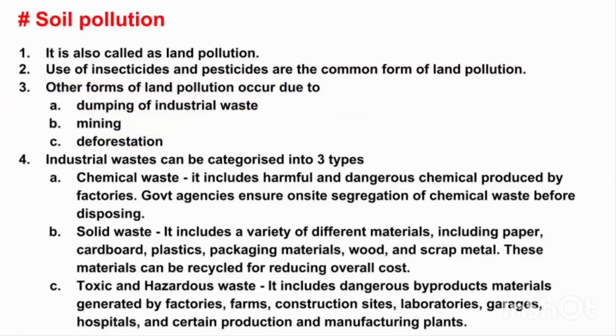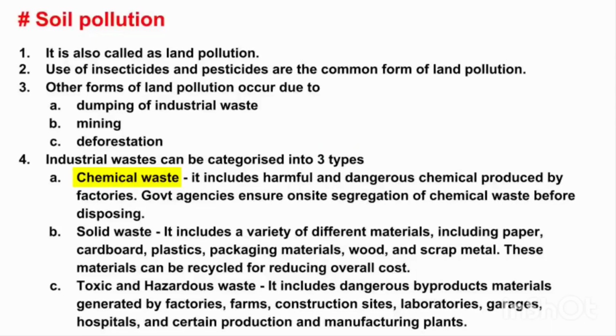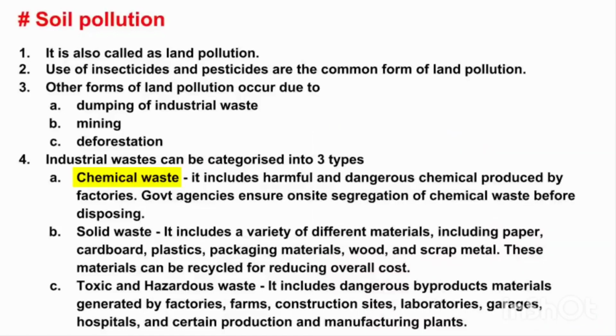Industrial waste can be categorized into three types: chemical waste, solid waste, and toxic and hazardous waste. Chemical waste includes harmful and dangerous chemicals which are typically generated by factories. Usually there are rules and regulations made by the government and environmental agencies who ensures that chemical waste must be segregated on-site before disposing. Now, what are solid waste?